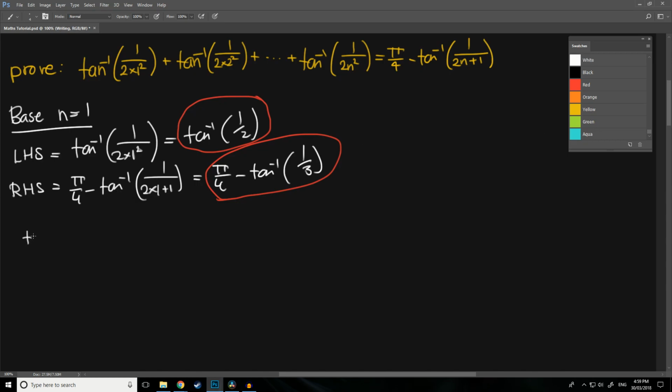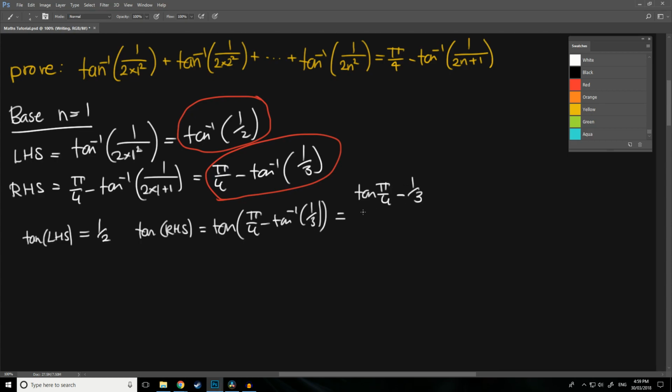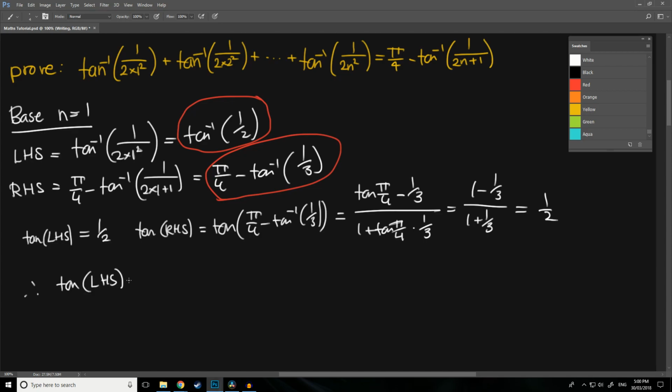So what we can do, we can take tan of the left-hand side, which is equal to a half, because the tan and the inverse tan cancel out. Then tan of the right-hand side equals tan of pi on 4 minus inverse tan a third, and we can use our tan a minus b formula, tan a minus tan b over 1 plus tan a tan b. That should be tan pi on 4, which is 1, so it's equal to 1 minus a third over 1 plus a third, which is equal to a half. Therefore, tan left-hand side equals tan right-hand side.